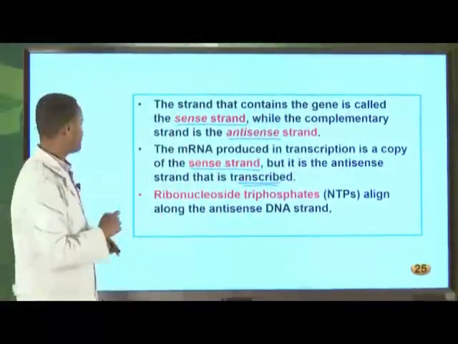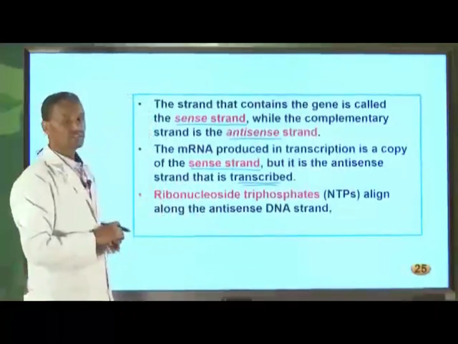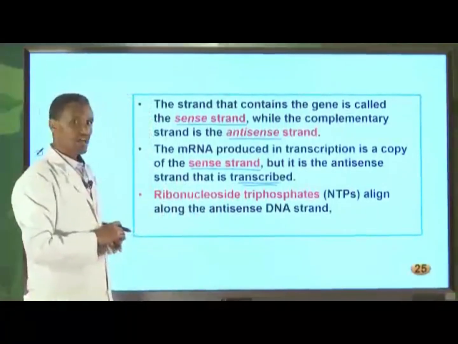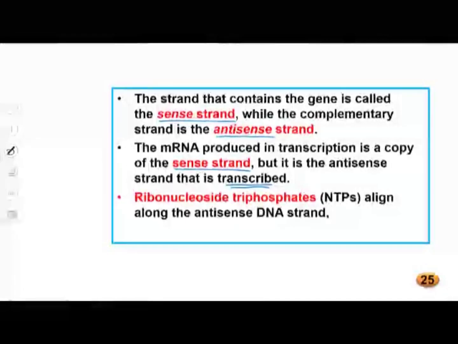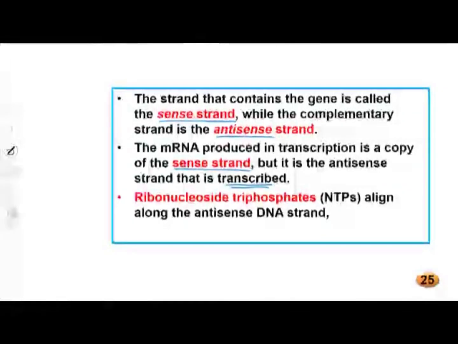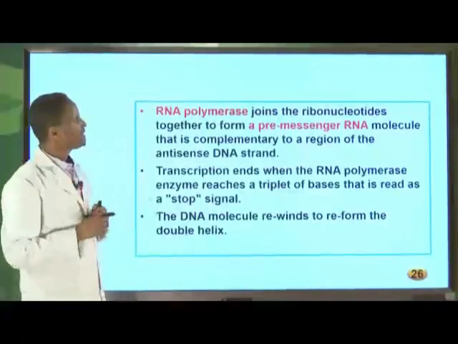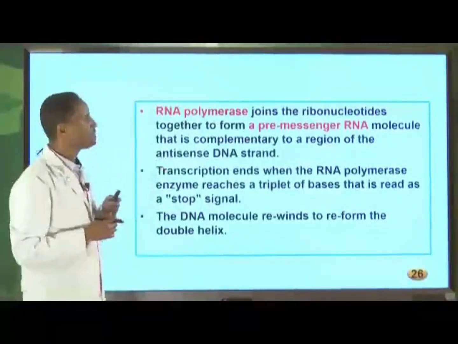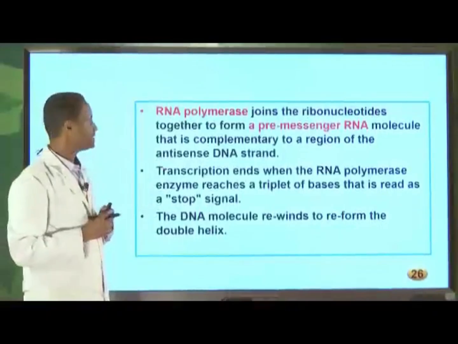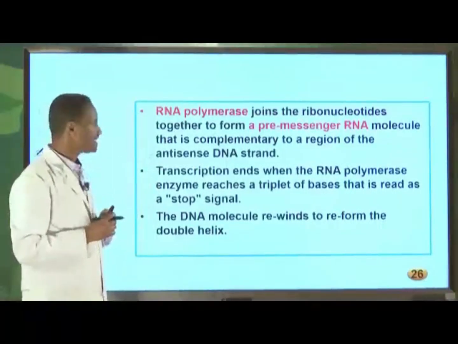In this case, the ribonucleoside triphosphates align along the antisense DNA strand during this process. The RNA polymerase enzyme joins the ribonucleotides together to form the pre-messenger RNA molecule that is complementary to the region of the antisense DNA strand.